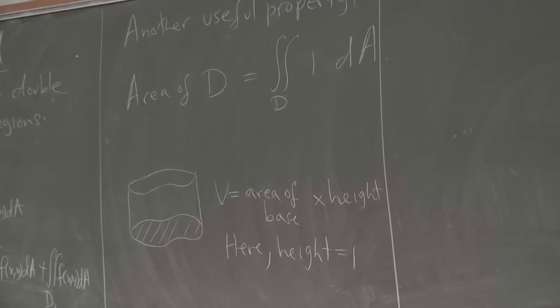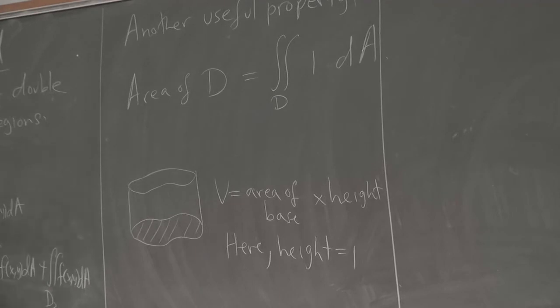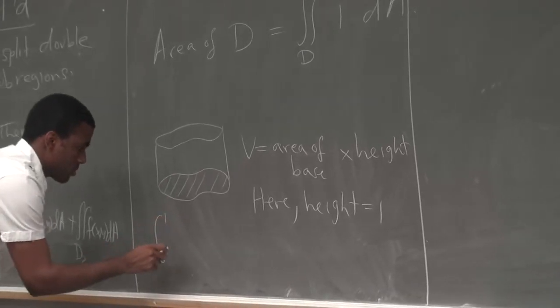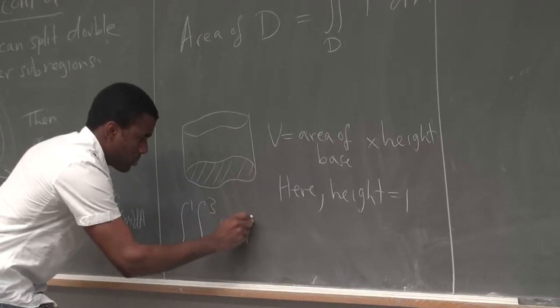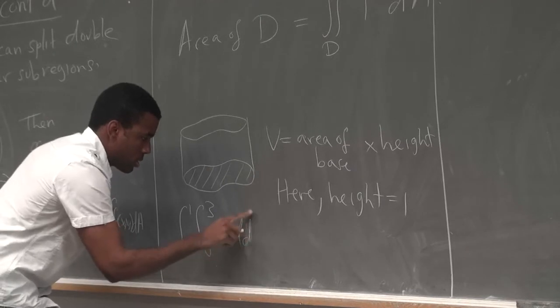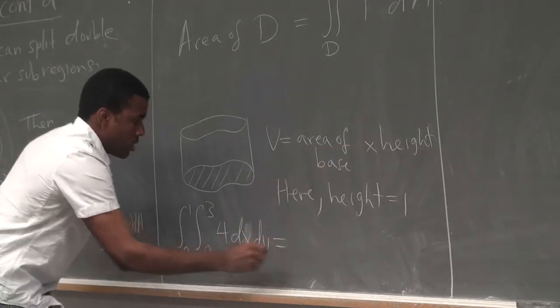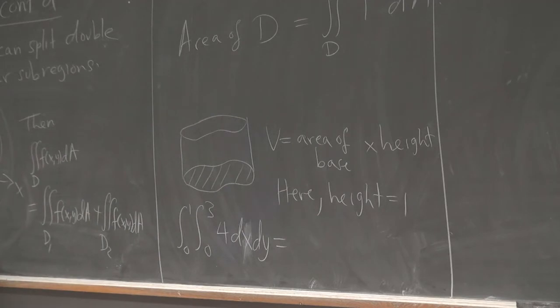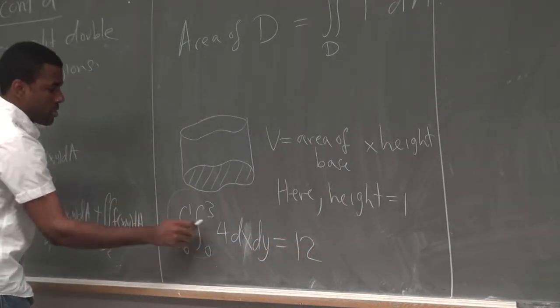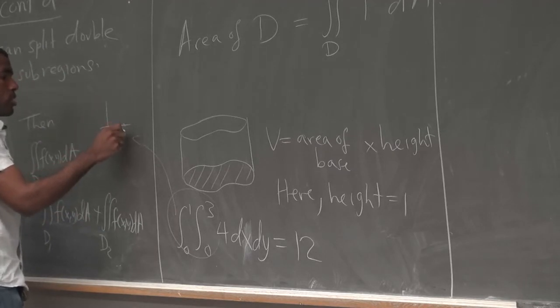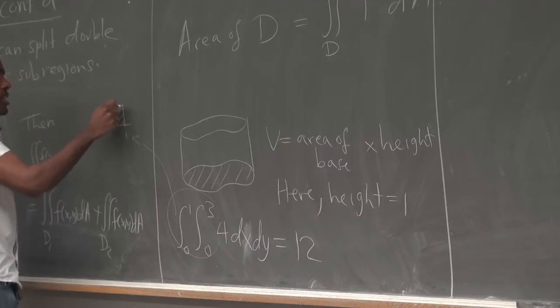So if you see something like that one, what's the answer? 4 times 3 is 12. Right? Why is that? Because this is describing a region of a 1 by 3 region. It's just a rectangle, right?